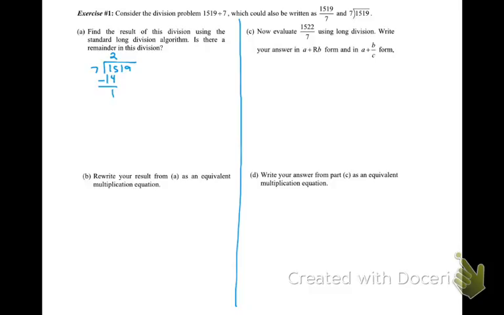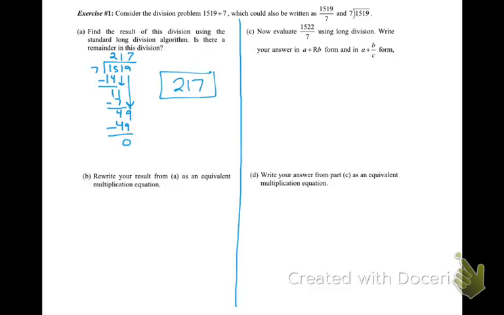And you just repeat the process by bringing down the next integer, which is a 1. Okay, 7 times 1 gives us 7. Subtract those, it gives me a 4. Bring down the 9, 49. 7 times what gives me 49? 7 times 7 gives me 49. And subtract those, we get a remainder of 0. So the result when we divide 1,519 by 7 using long division gave me 217.